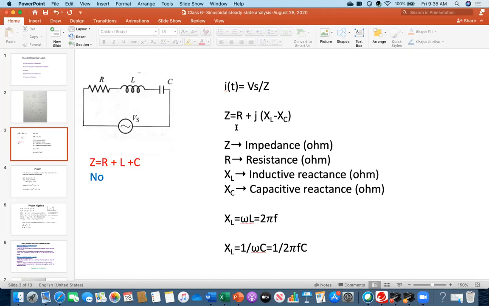Therefore, the whole thing is a complex number. It is not just the real part, it's a complex number. J means this part is imaginary. R is the real part, but this part is the imaginary part. So the whole thing is the complex number.